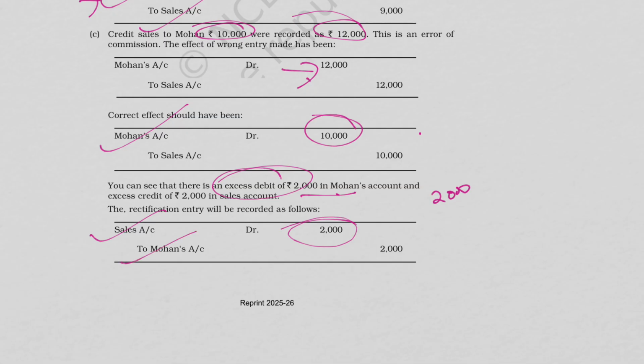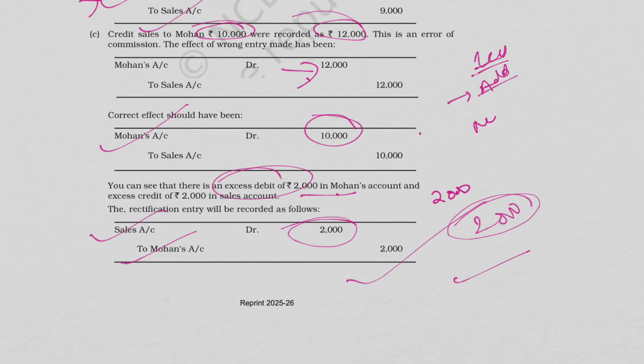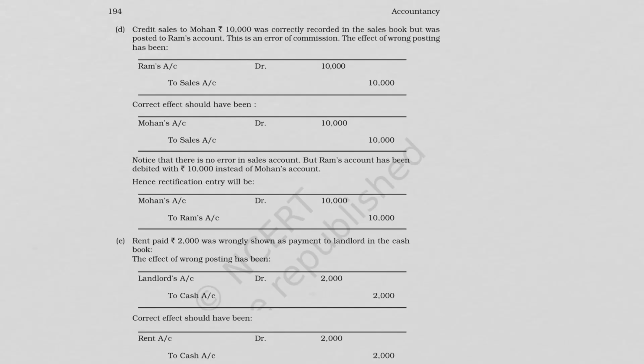So why does this work? Because we know sales account had an extra credit of rupees 2,000, so we debit the sales to reduce it, and Mohan had an extra debit of 2,000, so we credit Mohan to reduce it. So the simple rule is that whenever an amount is recorded less, you just add the difference, and when the amount recorded is more, then you remove the excess.